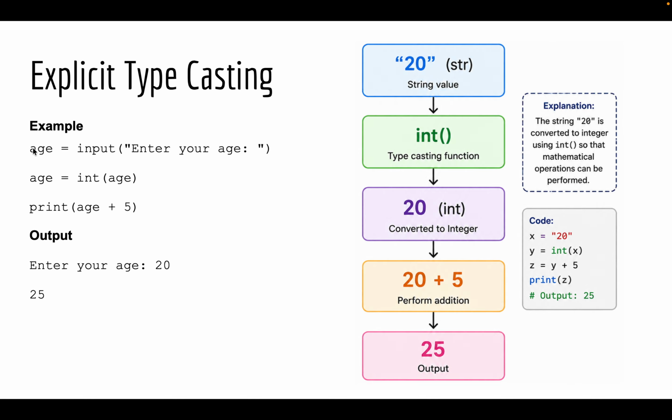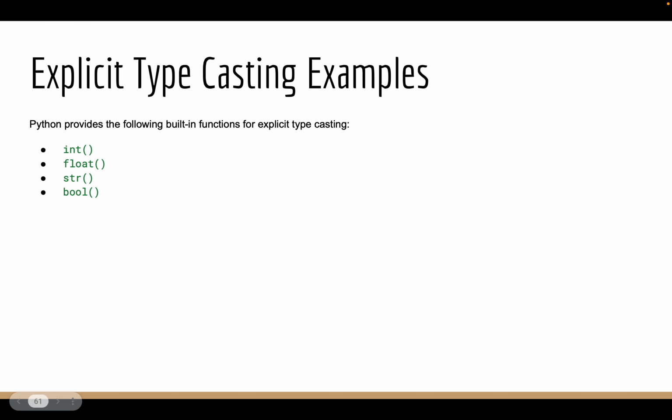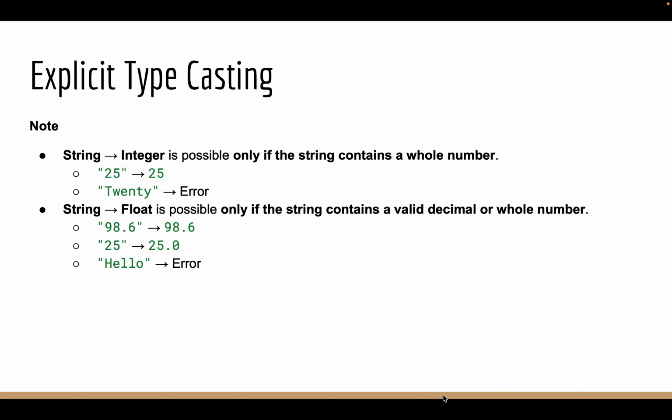Going to an example, here we are getting input from the user using the input() function, then we are converting the data type, that is int(age). Here we have used Python's inbuilt function int(), and we are printing after performing the arithmetic calculation age plus 5. Thus the output is 25. These are the built-in functions we have for explicit typecasting: int(), float(), str(), and bool().